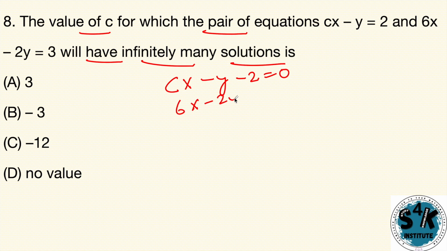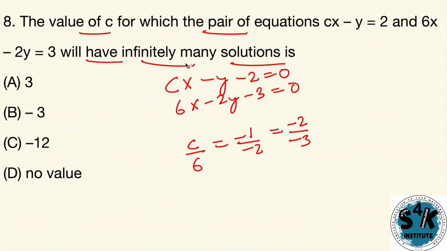6x minus 2y minus 3 is equal to 0. Okay, so if I take c over 6, is equal to minus 1 over minus 2 is equal to minus 2 over minus 3, and it is saying that it has infinitely many solutions.